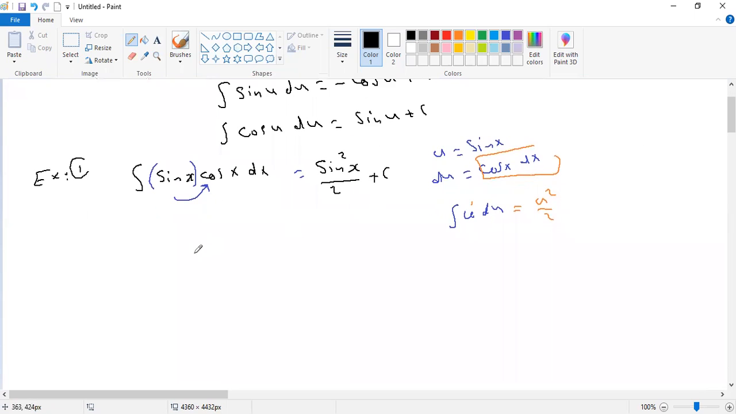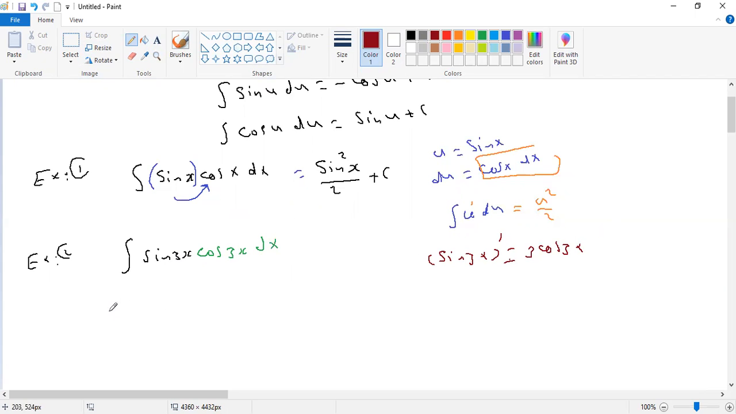Then another example. For example, the integral of sine 3x cosine 3x dx. Now, what is the derivative of sine 3x? The derivative of sine 3x is cosine 3x times the derivative of 3x, which is 3 dx. So now I have cosine 3x, but we need the 3.